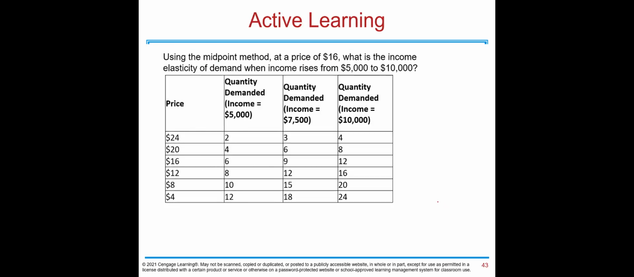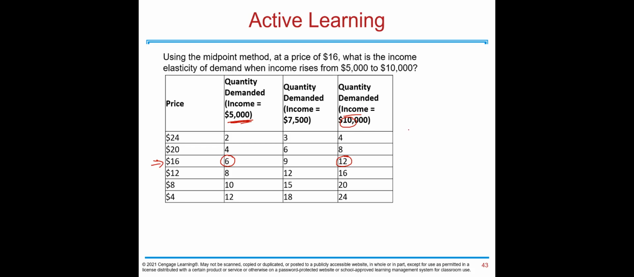Here is one example, using the midpoint method. At a price of 16, what is the income elasticity of demand when income rises from 5,000 to 10,000? So we are at the price of 16, and for income 5,000 the quantity is here, and for income 10,000 the quantity is here. So let's solve this question.